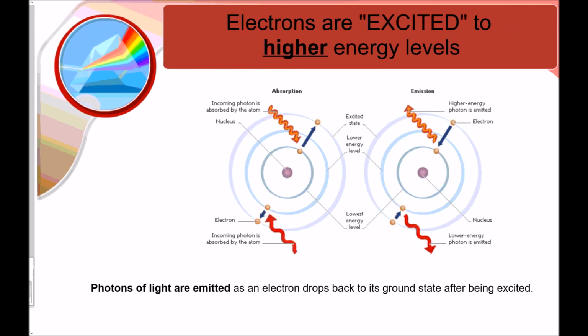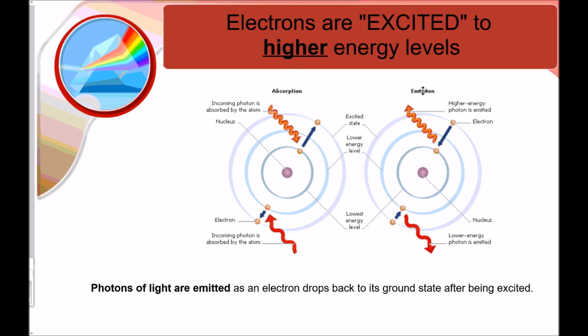When an incoming photon is absorbed by the atom, an electron is excited to another energy level. What's more interesting than an electron being excited to a higher energy level is what happens when it drops down to its ground state. If you'll please highlight this bottom sentence. Photons of light are emitted as an electron drops back to its ground state after being excited. So we don't really see anything in the absorption process. It's the emission of light that we are able to see.